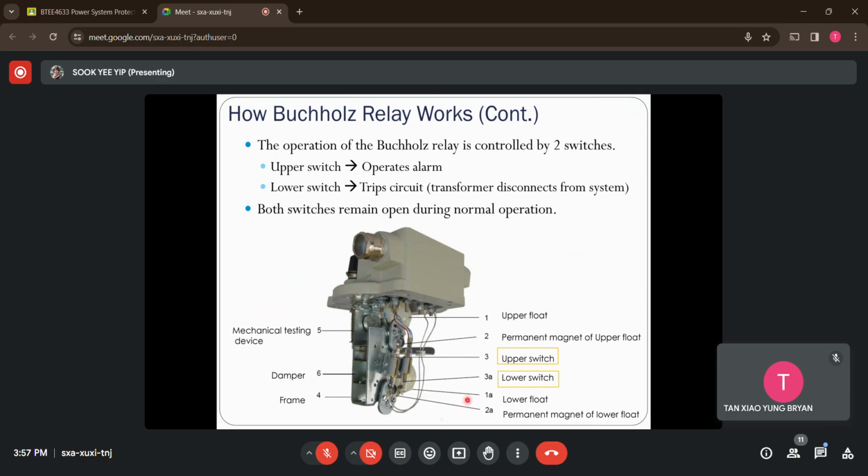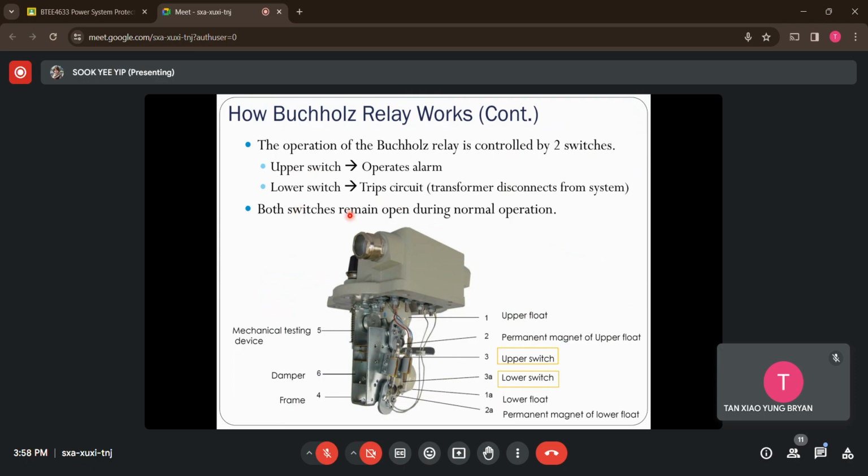How about the lower switch? Let's say the oil level continues to reduce, so we have a serious situation right now. The oil level continues to reduce, and hence it will reach the lower float position. This lower float position also goes down and turns on the lower switch. So what happens if both the upper switch and lower switch are turned on? Under this condition, the transformer will be tripped, which means it has been disconnected from the system. We have a very serious situation whereby we have a serious reduction in oil. Okay, so that's how the Buchholz relay works.